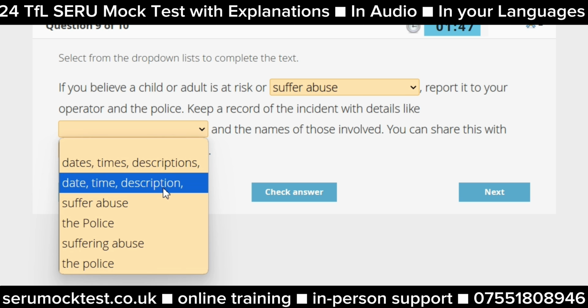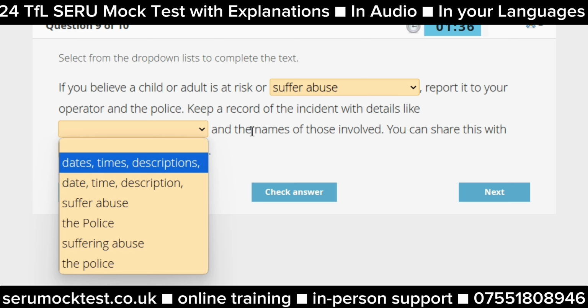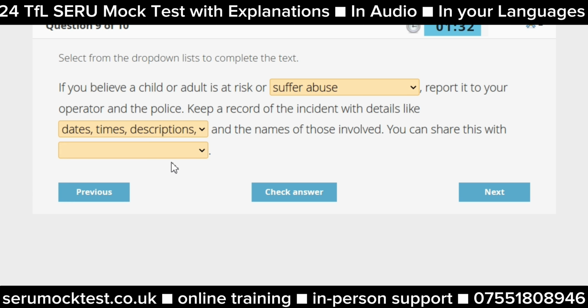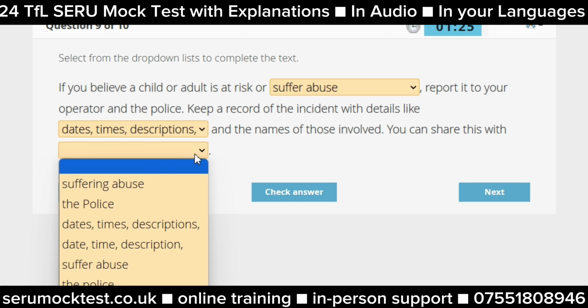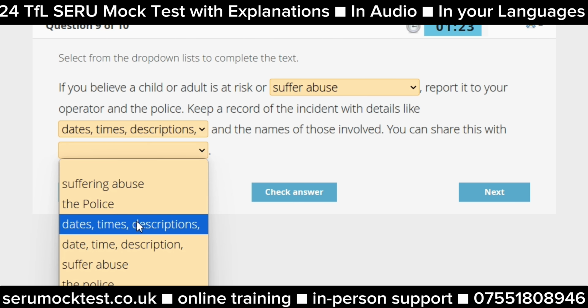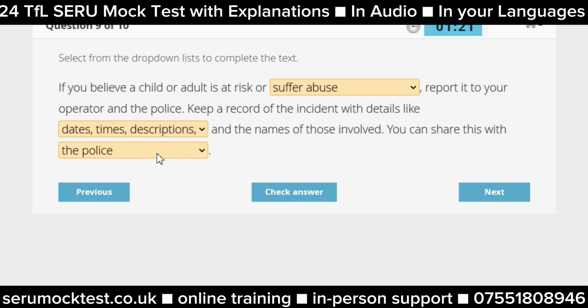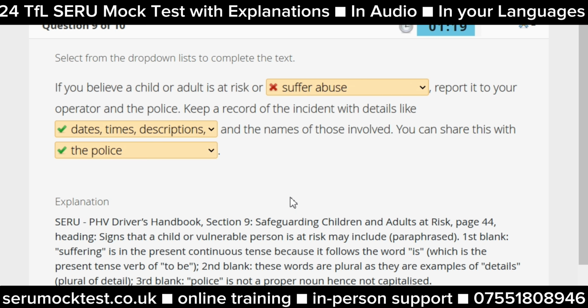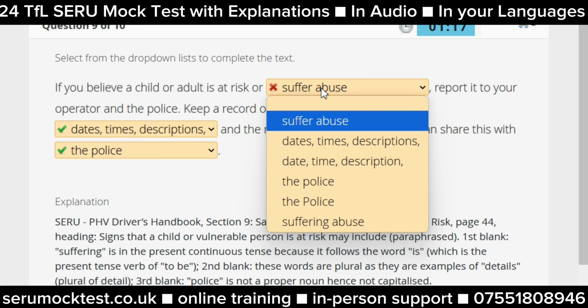So how do I know whether I use date, time, description, or the plural or singular? This is my indication, because more than one detail, although this can go with it as well, but here see the names. There's an indication here, the name. So this is plural, so automatically everything else will be plural as well. And names of address. You can share this with the police. Again, this police is a common noun, so it will be singular, not a proper noun. It won't be plural. Sorry, I've made a mistake here.